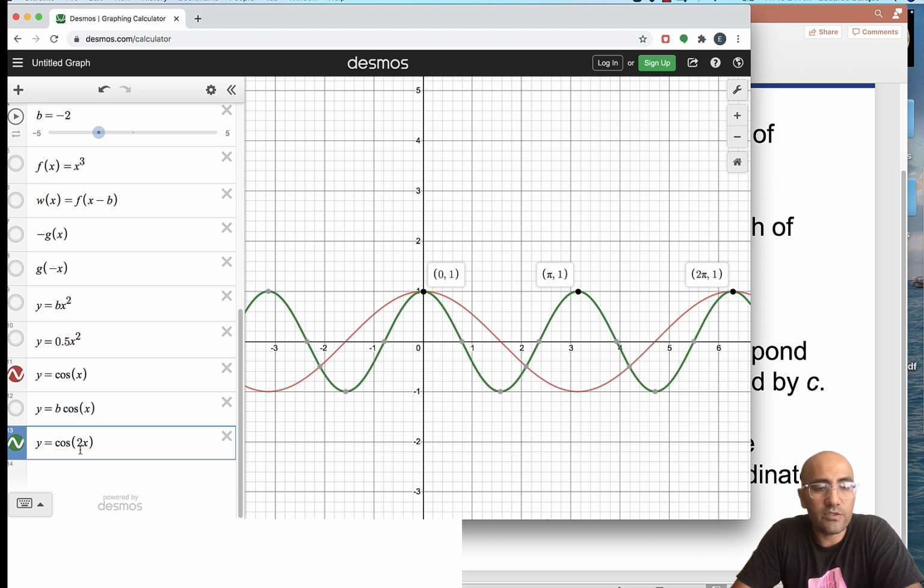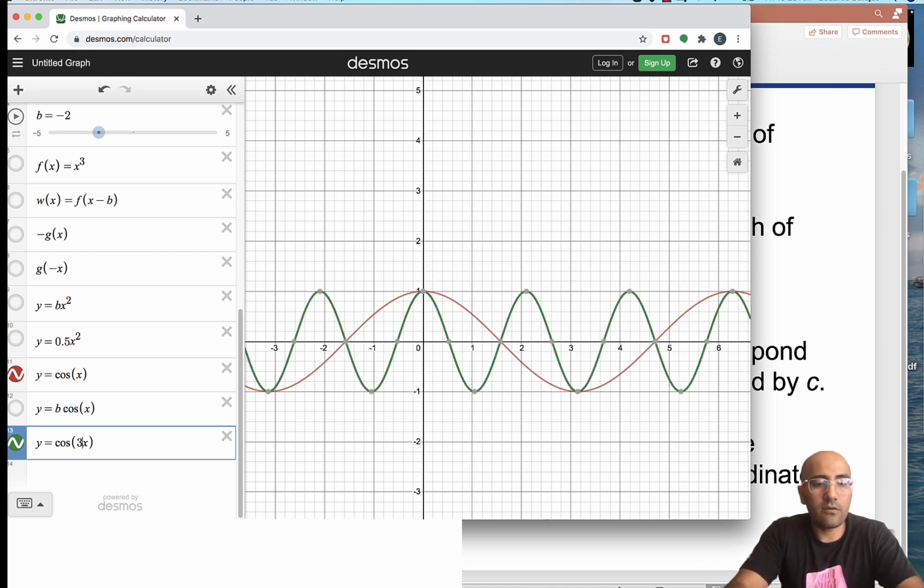Maybe this is counterintuitive: you put a 2, and what you're doing is compressing it. You're making it go faster. When you put a 2 there, you make it go twice as fast. And if we put a 3 there, then we make it go 3 times as fast. So in degrees, normally a period would take between 0 and 360 degrees. This red one is one period of cosine.